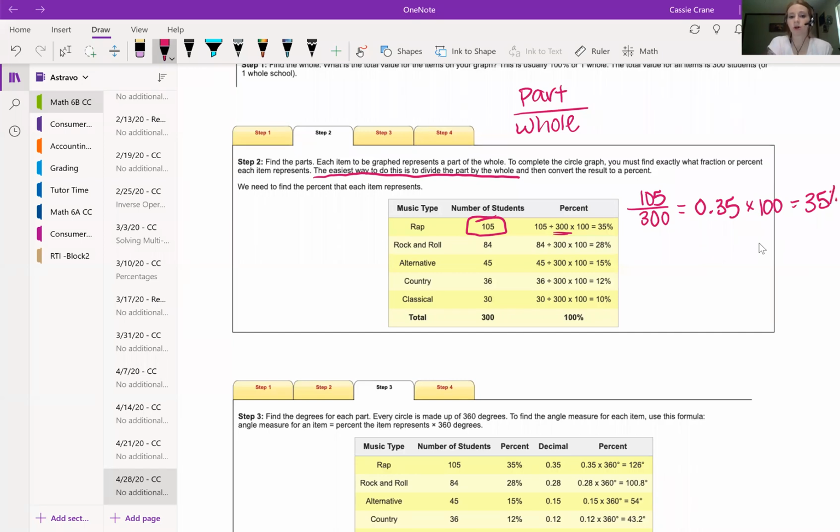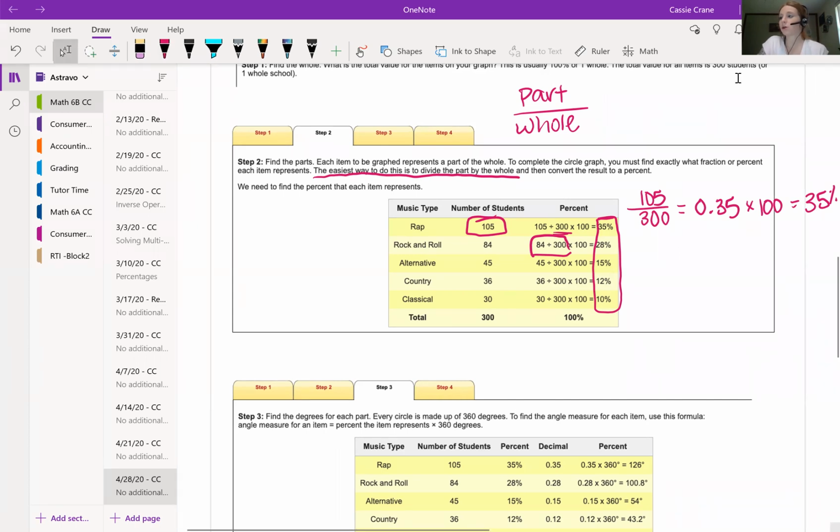So they did that with each genre of music. So rock and roll, they did 84 over 300, and they got 0.28, multiplied by 100 to get the percentage. So they got 28%. Same thing with alternative, 45 divided by 300 times 100, 15%. So that's where our percentages are coming from here. Once we've worked through all of our different genres, we know all the percentages. And if we ever want to check to make sure we did it right, you add up those percentages and it should equal 100. If that doesn't equal 100, then we know that we've messed up somewhere along the way. Okay? So that's what we want to do for those.